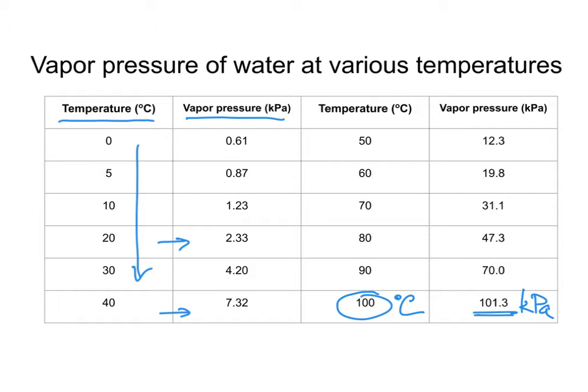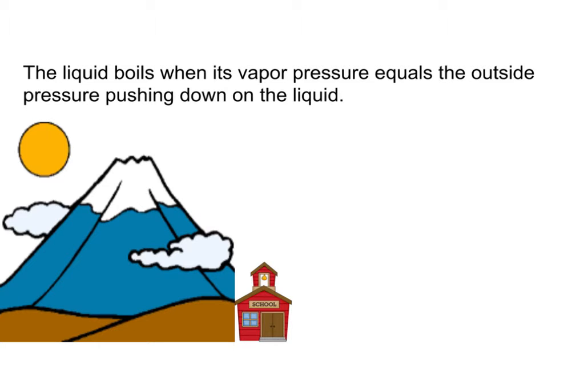We also know that at 100 degrees Celsius water boils. So it is time for us to redefine our understanding of the boiling point. Liquids boil when the vapor pressure reaches the outside pressure pushing down on the liquid. What kind of outside pressure are we talking about? Well, most of the time we mean atmospheric pressure.